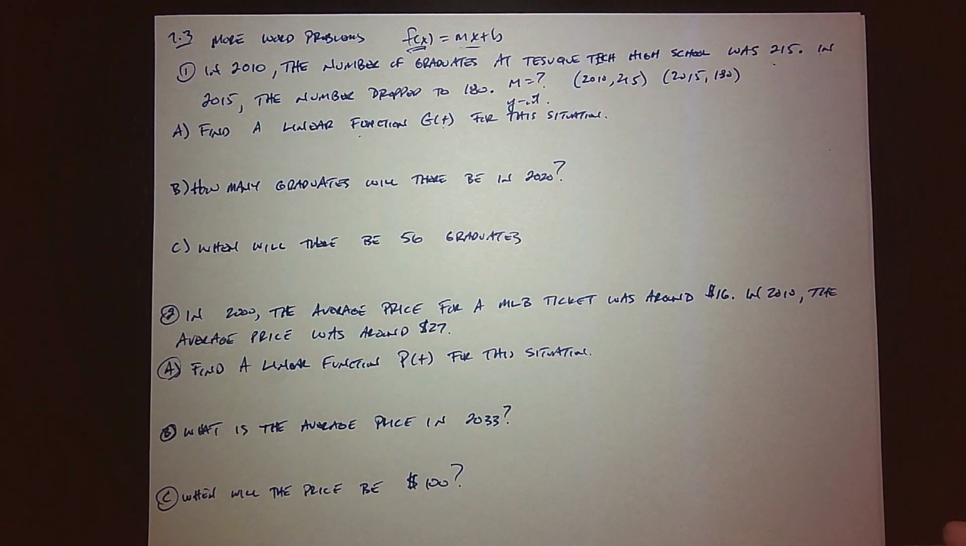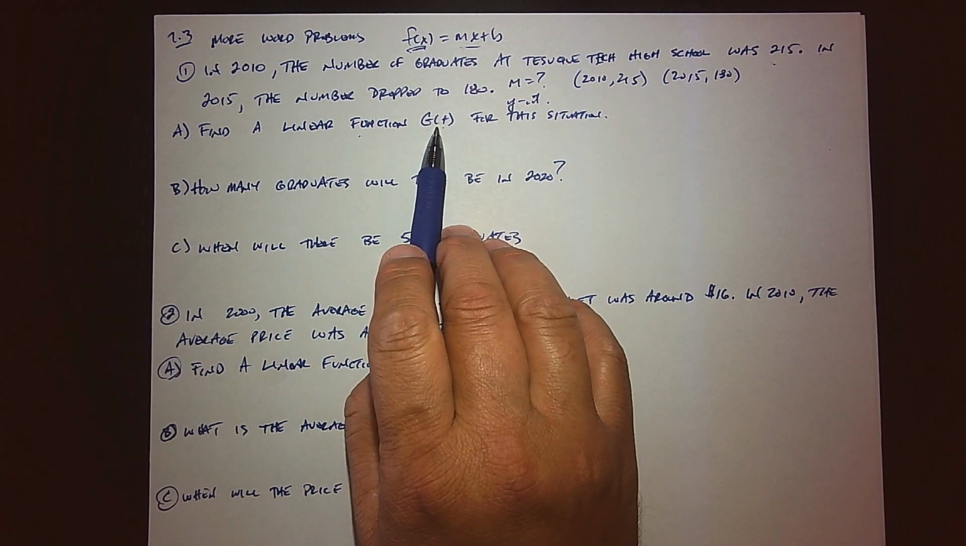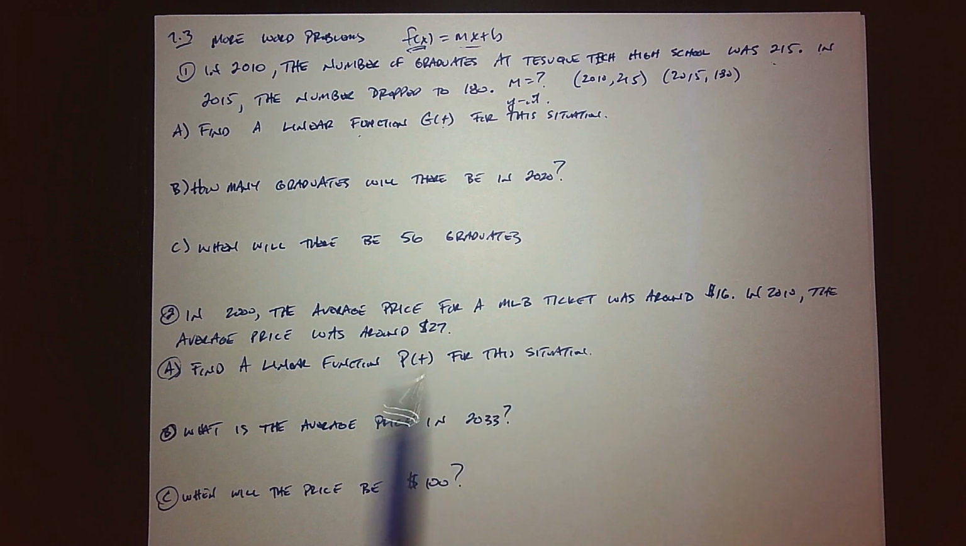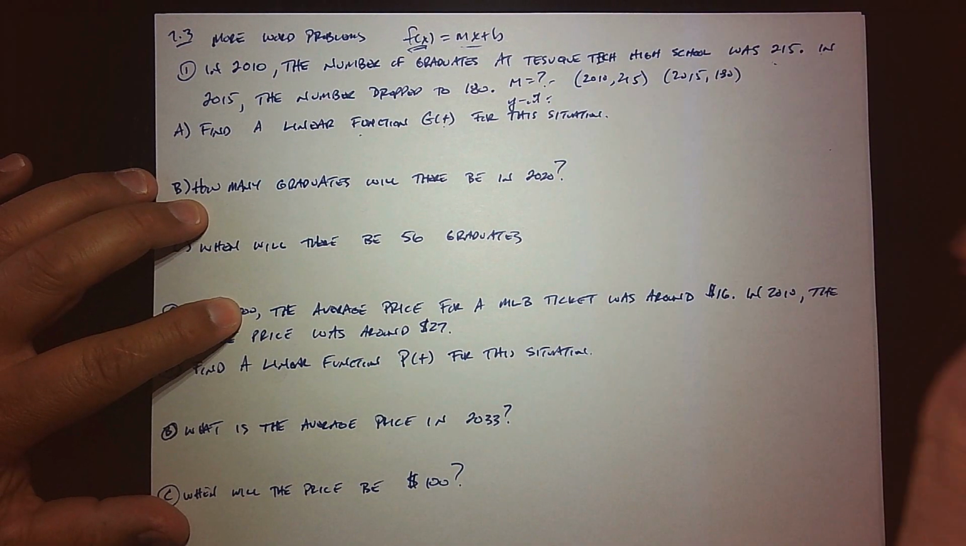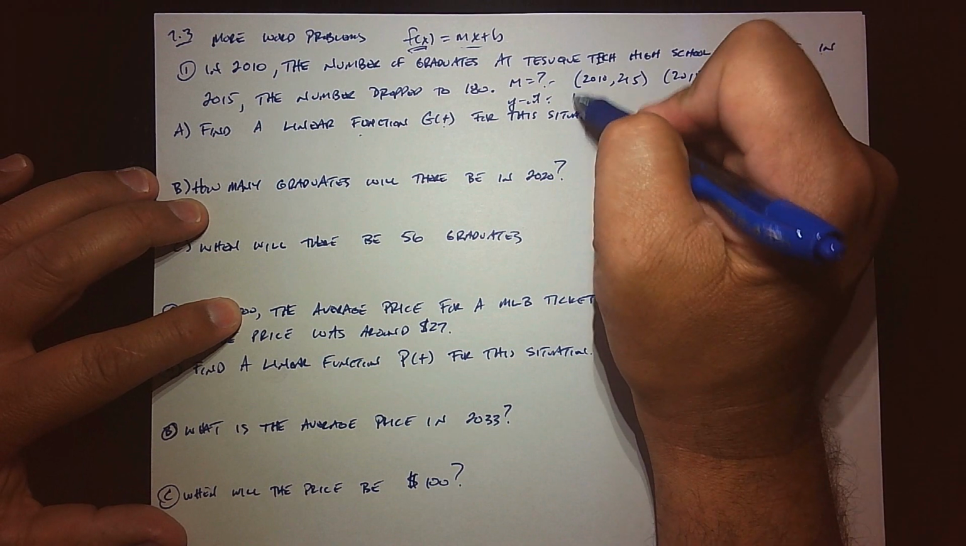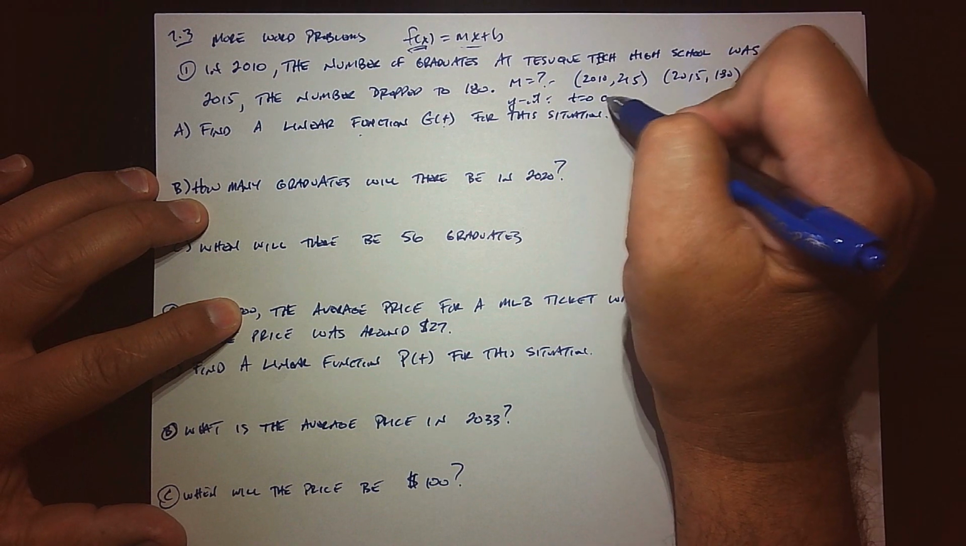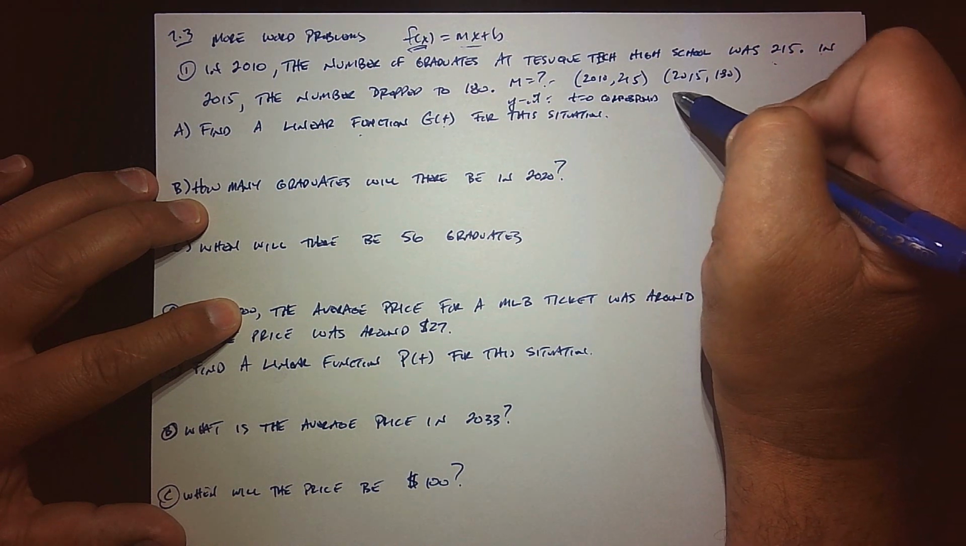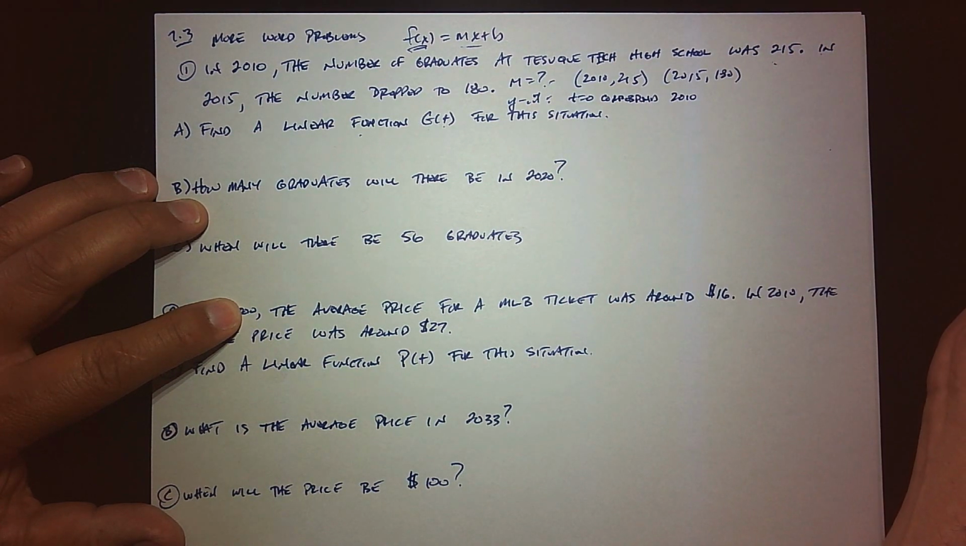So there's my data based off of my input-output system, time being the input, number of graduates being the output, but neither one of those points is a nice y-intercept. So we don't have either one of these. So here's the trick. What we start to do is we let t equal 0. How about we let it correspond to the year 2010?